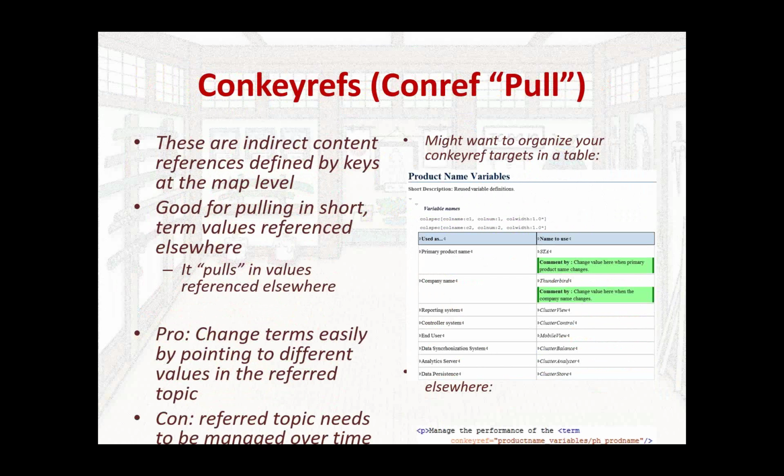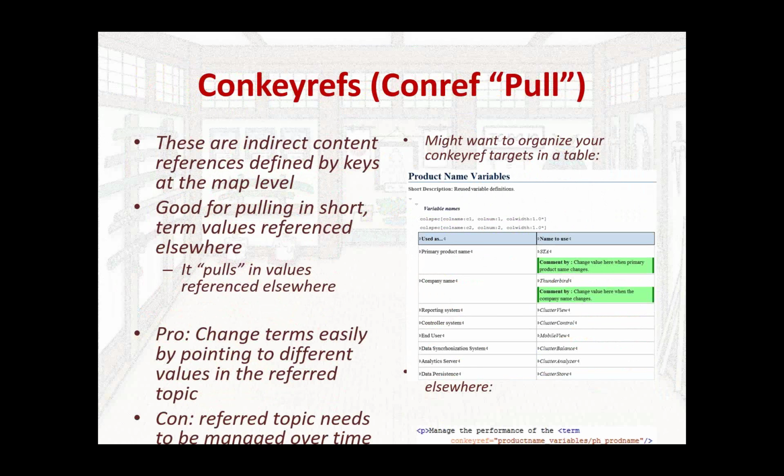Then we get to the idea of ConRef pools, and these are indirect content references defined by keys at the map level. This is good for pulling in short-term values referenced elsewhere. So this is kind of an exception to the rule. It is ConReffing, and it's shorter than phrases, but it works in this particular context. On the pro side, if you want to change terms easily, you can do that by pointing to different values in the referred topic, in something like a library topic. On the downside, the referred topic does need to be managed over time, but as long as it's actively managed, that's not a problem.